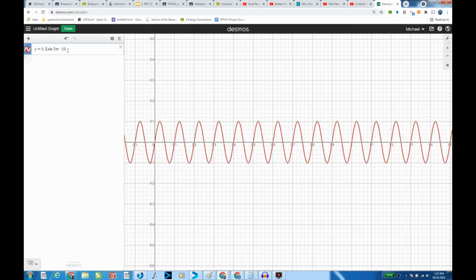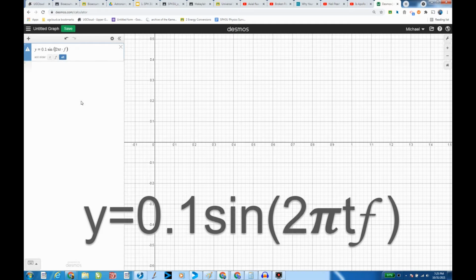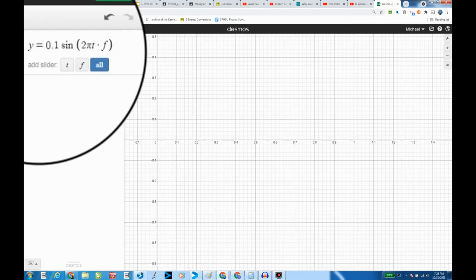So this is really frequency. So I'm going to replace it with the letter f. And Desmos doesn't need it, but just to make it clear, this is going to be the standard wave equation you use once you get to grade 12 and beyond. You will have y is equal to sine 2 pi t f. We're just playing with it right now.